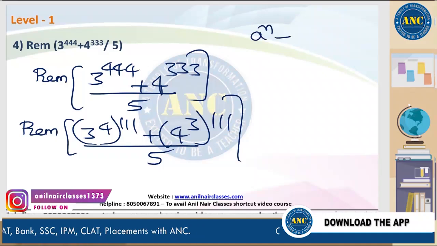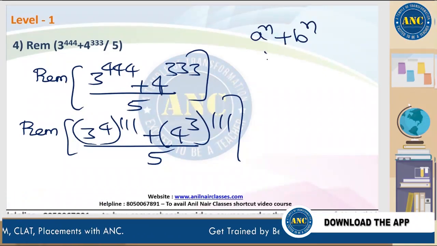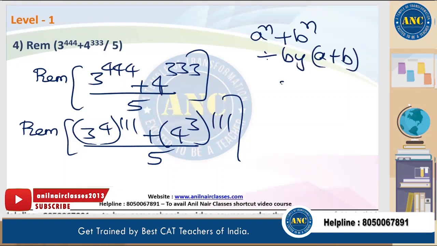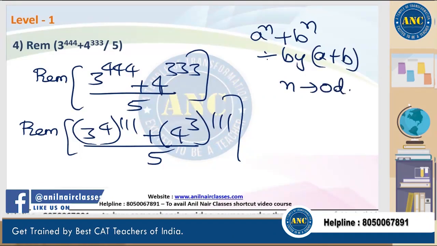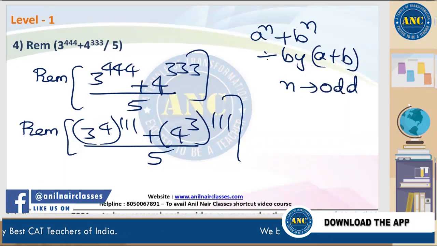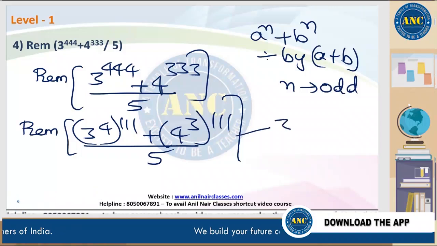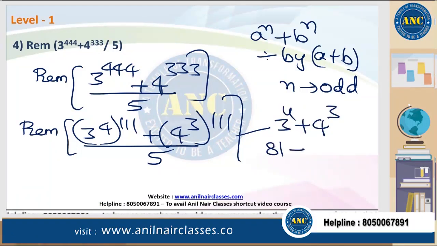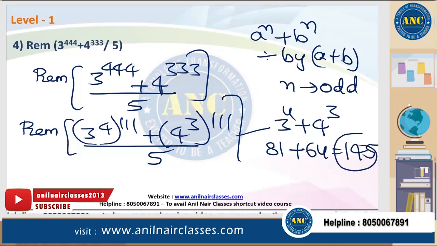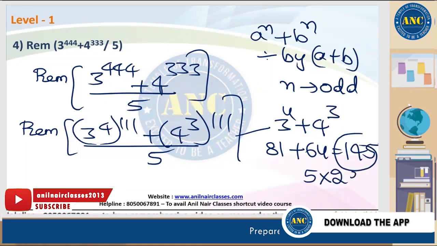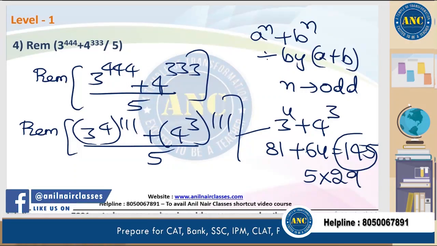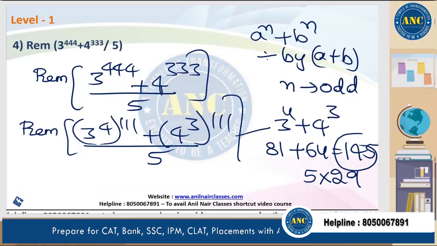Already we discussed in the second problem, a power n plus b power n is always divisible by a plus b if n is an odd number. Remember this. So 111 is an odd number. The numerator is divisible by 3 power 4 plus 4 power 3. 81 plus 64 is 145. 145 is nothing but 5 into 29. Any number divisible by 145 is also divisible by the factors of 145.